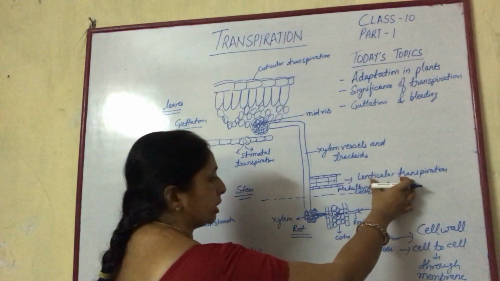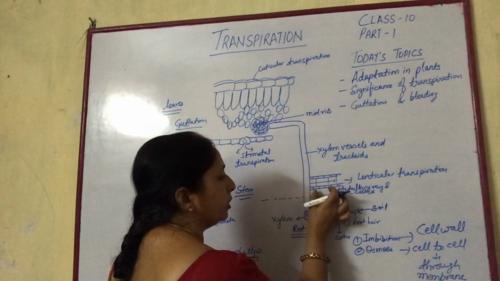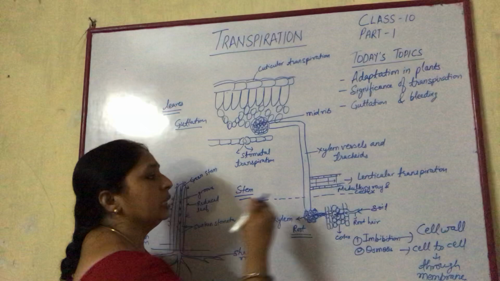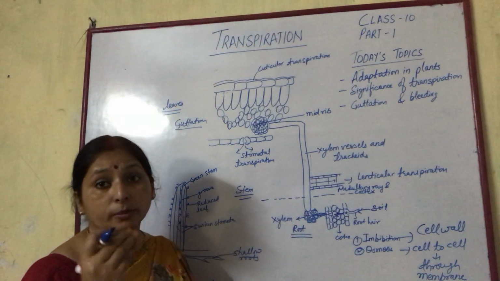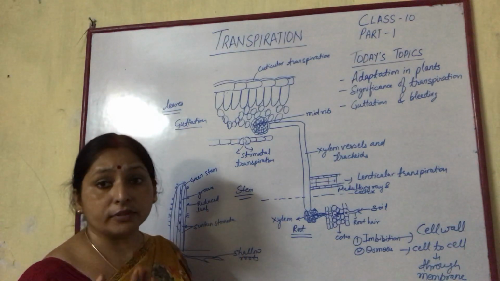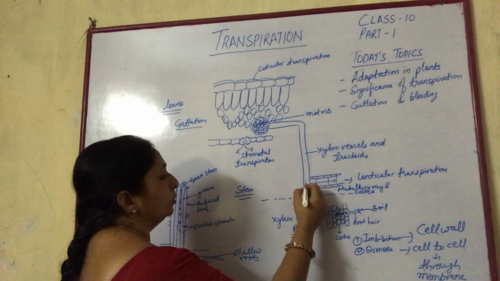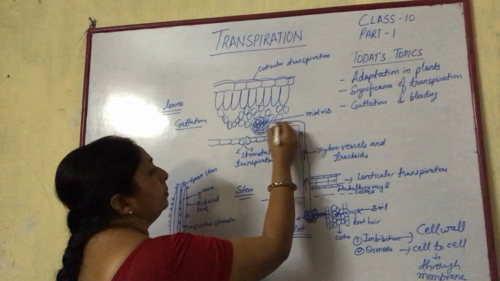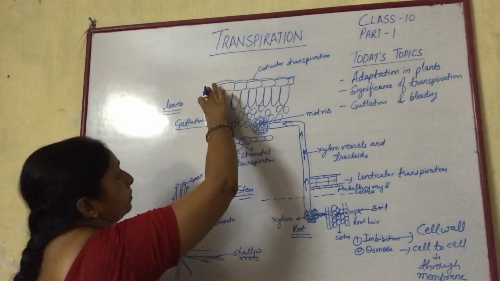So this is lenticular transpiration. This is the medullary ray and cortex area. Through this portion, through the lenticels, the minute openings present on the woody stem or bark, the water vapor gets evaporated to the atmosphere. Then the water moves up to the midrib. In the midrib section, this is the section which is the leaf part.